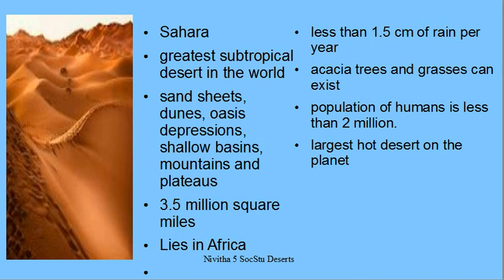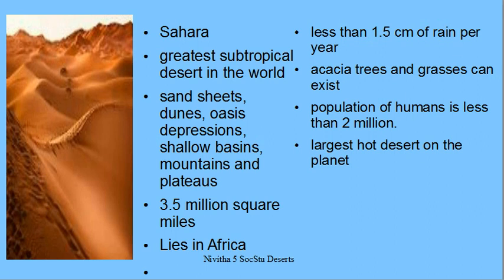It lies in the African continent. It gets less than 1.5 centimeter rain per year. We have seen that in a desert, rainfall less than 25 centimeters is a desert. Here you have not 25 centimeter, not even 2.5 centimeter of rain in a year. Acacia trees are common. Some grasses are there.